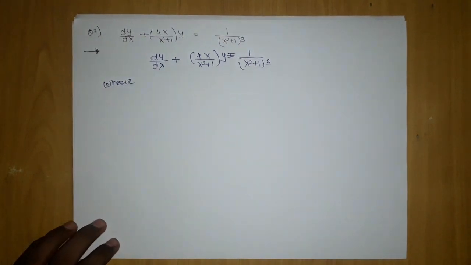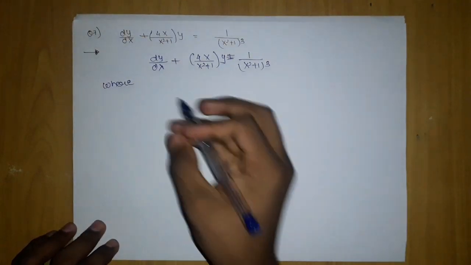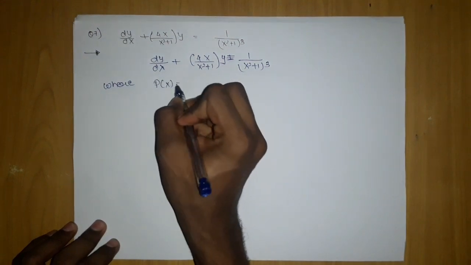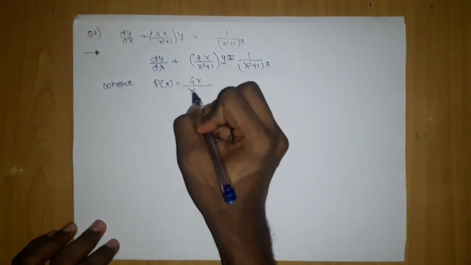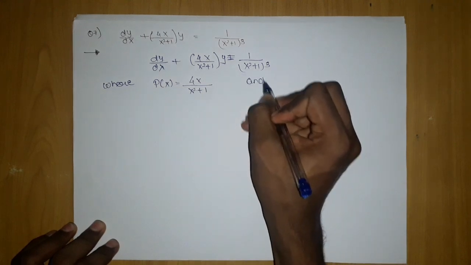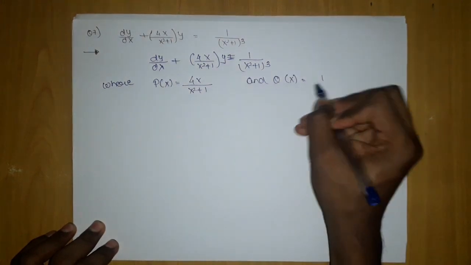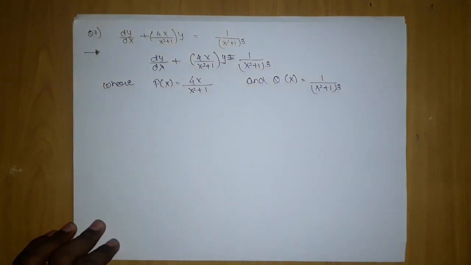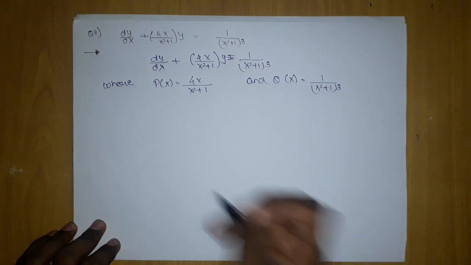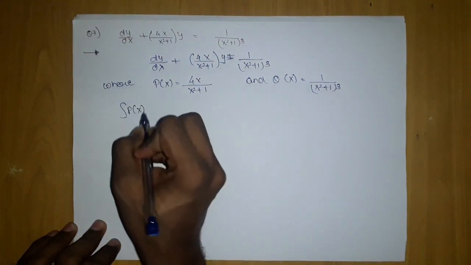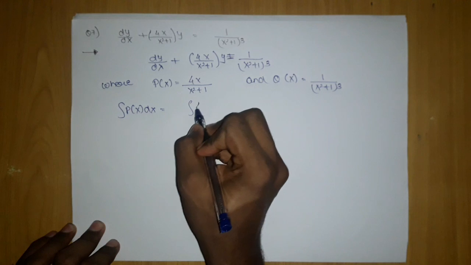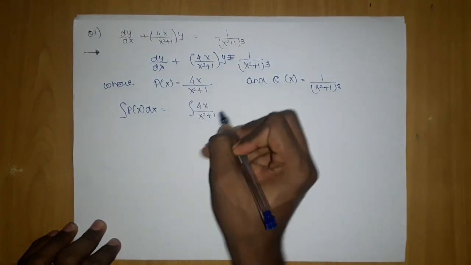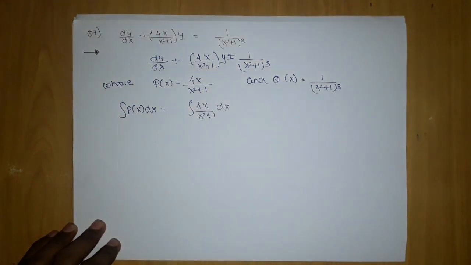All the statements I have already done in the starting two questions, where p of x is equals to what? 4x upon x square plus 1, and q of x is what? Q of x is nothing but 1 upon x square plus 1 the whole cube. Right? Now our job is to get integral p of x dx. Why? Because integral p of x dx comes into picture when we are finding the integrating factor. So we are going to find integral p of x dx, which will give us integral 4x upon x square plus 1 into dx. This is the thing which we need to find out.